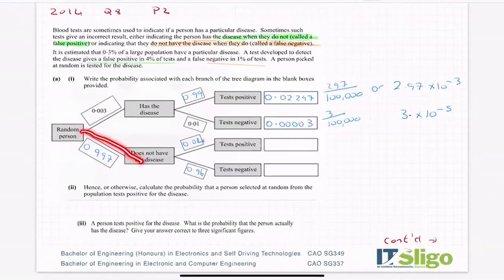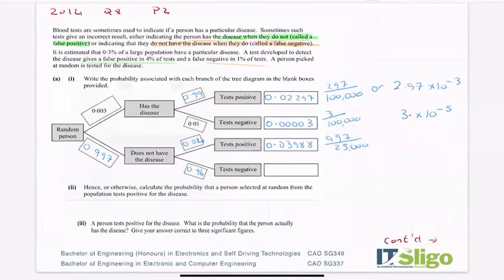How many people do not have the disease but test positive? So you would hope that this is also a small number. And I am getting 997 over 25,000, not as small as I'd like. They don't write this in scientific notation because they reckon the number is big enough that they don't have to. So 0.03988.